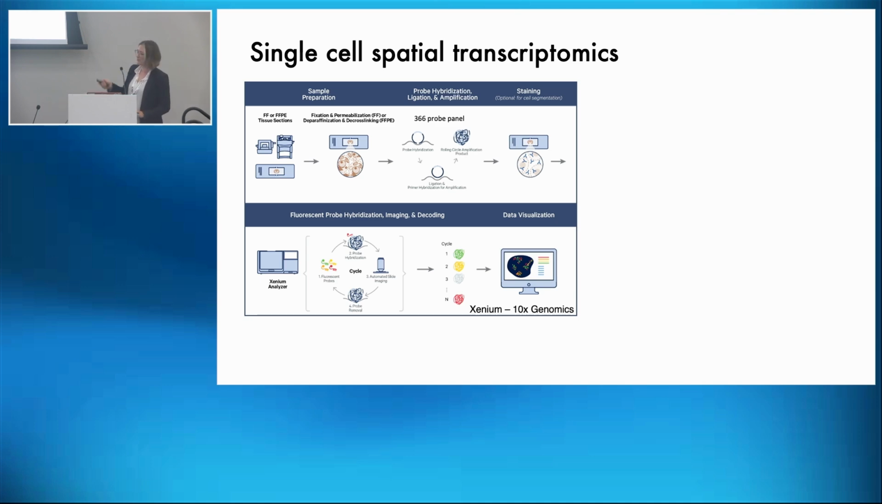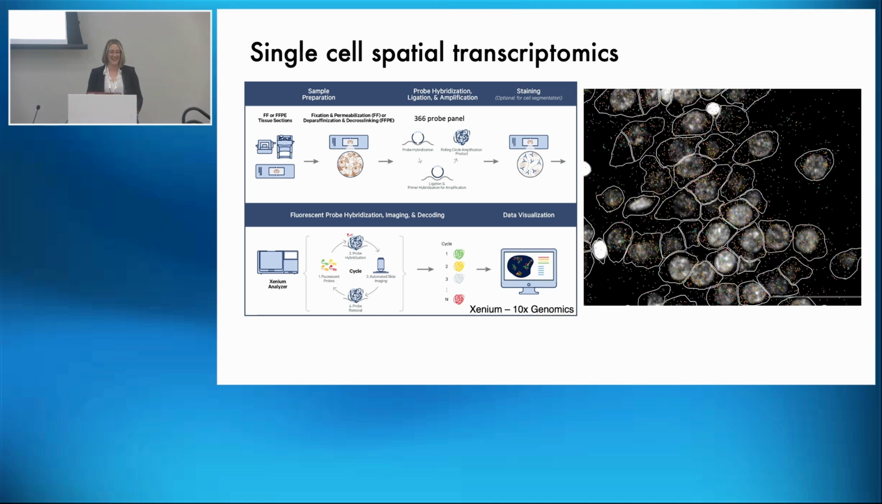To give you an idea of what this looks like, here I show you the output data. Each dot represents a transcript, and I've only shown you 15 of the 366 transcripts here, of a small section of the tissue. But you can appreciate that we can now identify the specific location of individual transcripts and associate them with segmented cell bodies. This here is also DAPI staining.